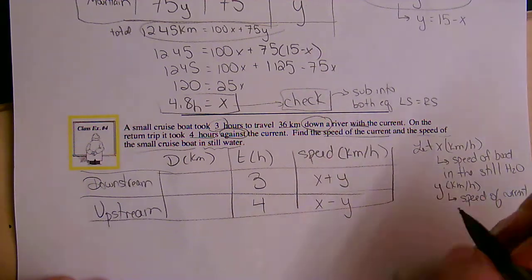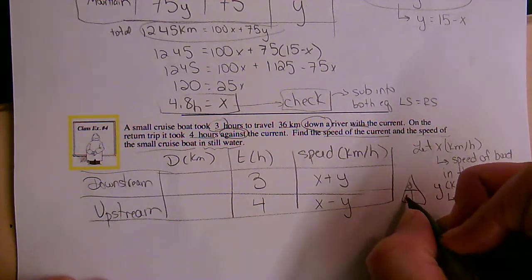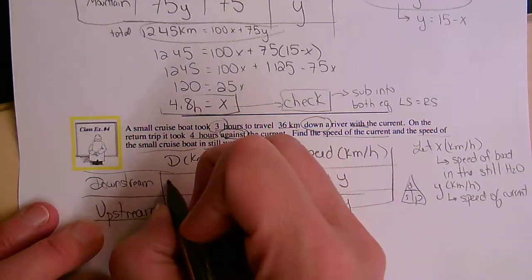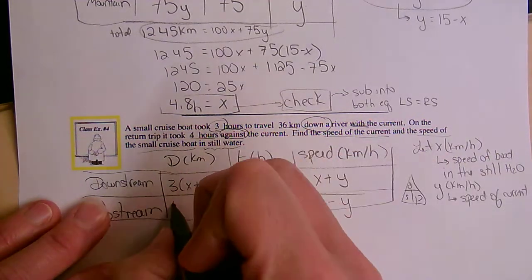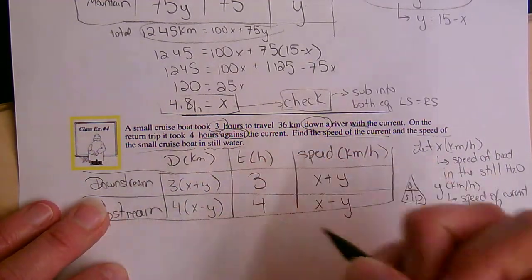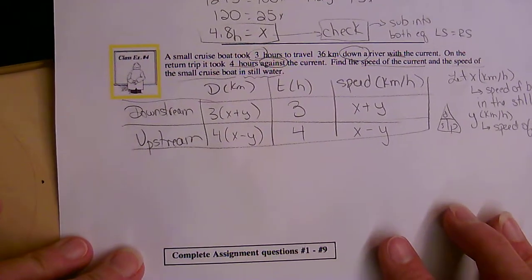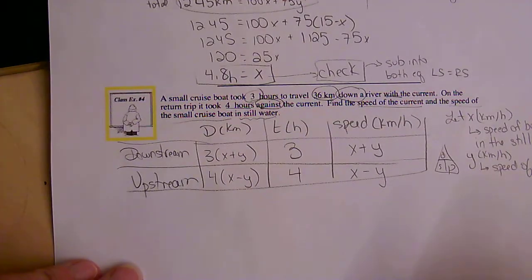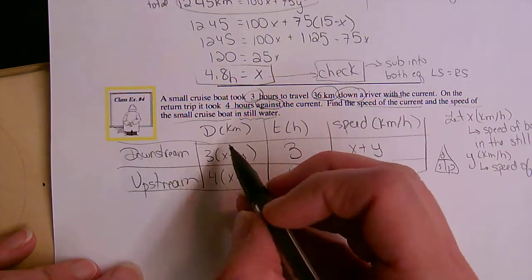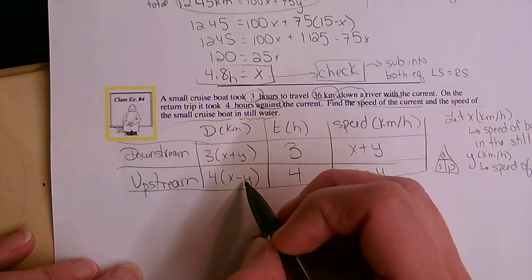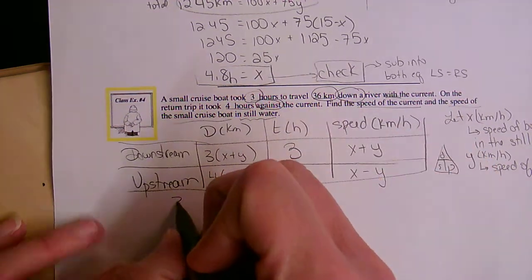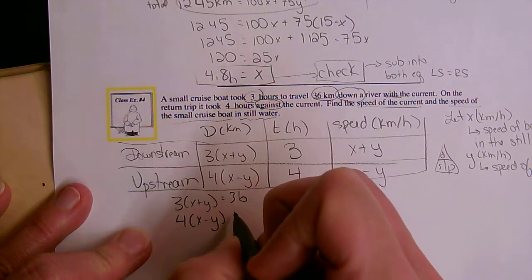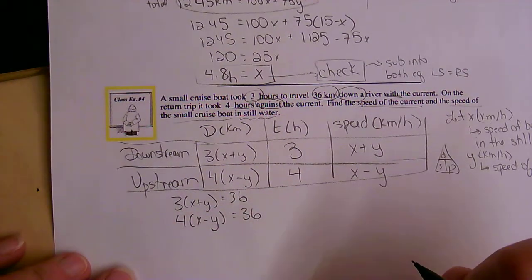Now we're going to use our distance speed triangle. For our distance, I'm going to multiply these two together. So it's going to be 3... dang, it's going to get loud in here while you guys come in, but that's okay. So we've got our table filled out. I also know that my total distance was 36 kilometers, so my distance downstream and my distance upstream is the same. So I've got 3 times x plus y is equal to 36, and 4 times x minus y is equal to 36.